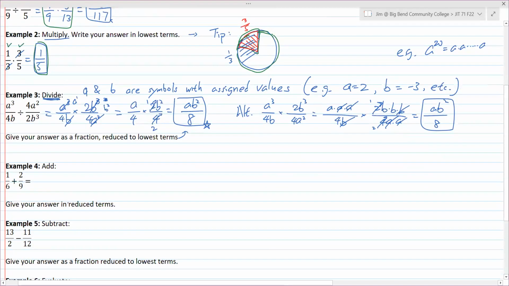Example 4, add fractions. Adding is different from multiplying, and we have to understand one rule in the math language. Let me put this down. Some people may assume that the answer equals 3/15. That's not quite right, because the numerators and denominators are not additive in this way. Let me show you. The way to do it is to find the common denominator first.